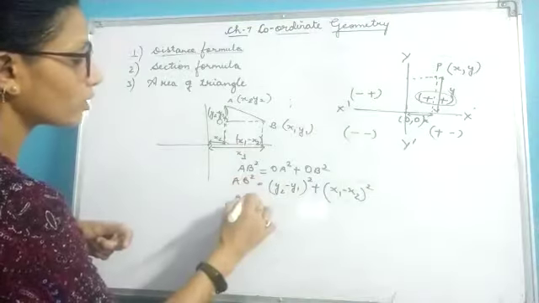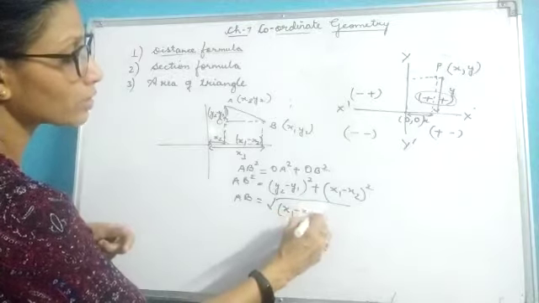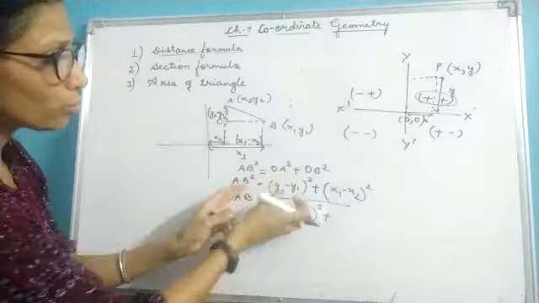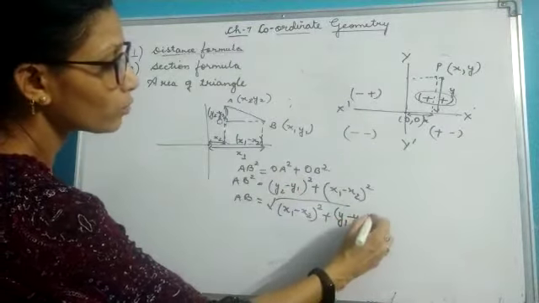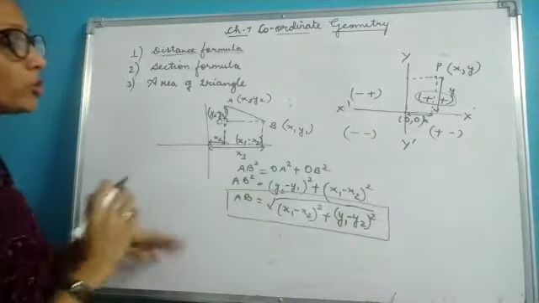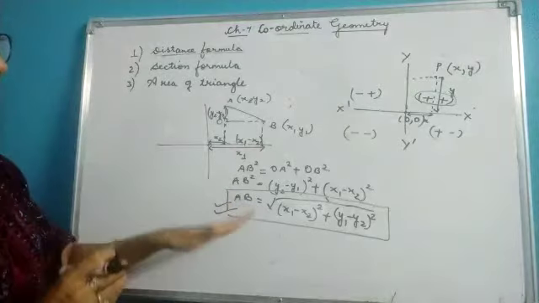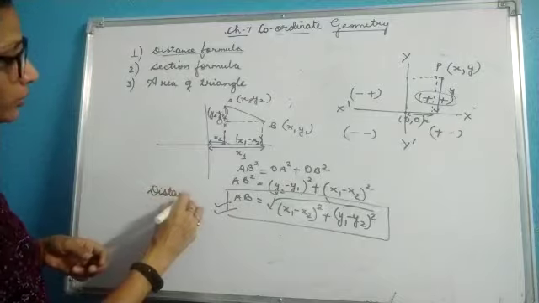If you want to find out AB, then it will be under root, I can say it like this, (x1 minus x2) whole square plus, since this is in whole square, you can change their orders also to remember it, (y1 minus y2) whole square. So this is your distance formula, which you are going to use everywhere where the distance is asked between 2 points. So this is the important formula which you are getting to find out the distance between 2 points.